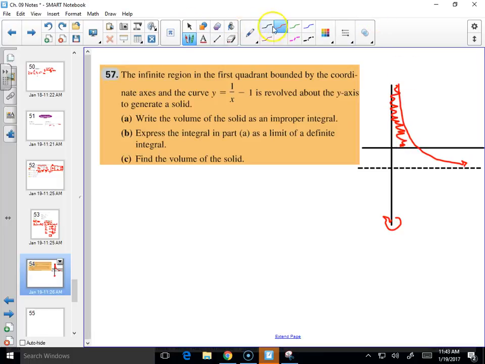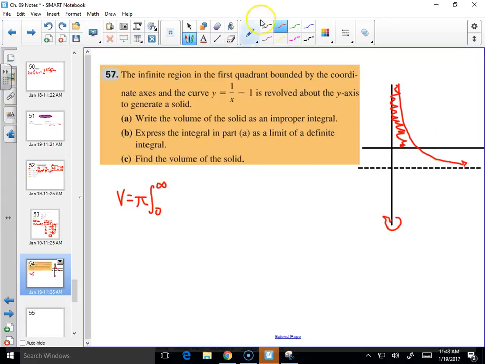Disk or washer? Disk, right? So you get everything in terms of y, because I think a disk is easiest. Let's not do shell, that just sounds messy. So we have volume equals pi r squared. Our y's are going to be from 0 to infinity. Hence why it's in this chapter, because it's an improper integral.